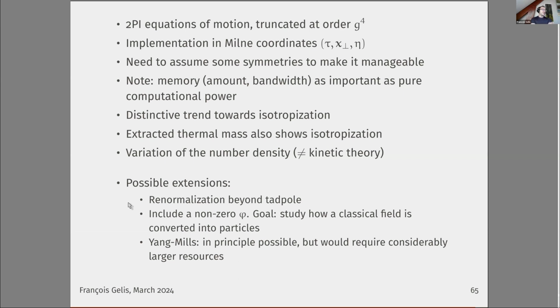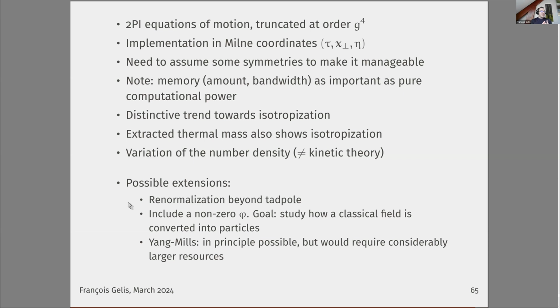Another interesting thing we can study is to let the field be non-zero in order to study how a classical field decays into particles. So you just start with a classical field, which is large, for instance. You don't put any particle distribution in the propagators initially, and you let the system evolve. And what we expect is that after some time, the propagator will contain a particle distribution. Then the third extension we have in the back of our mind, but which probably is not feasible right now, is to extend that to Yang-Mills. So here's the problem. One will have to clarify how gauge invariance or residual gauge invariance works in this framework.